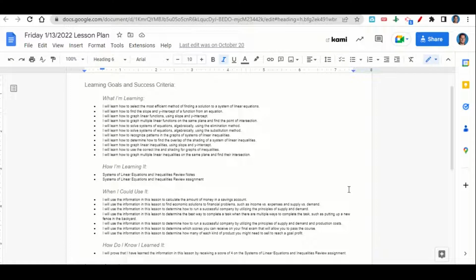to determine how to run a successful company by utilizing the principles of supply and demand and production costs, to determine which scores you can receive on your final exam that will allow you to pass the course, and to determine how many of each kind of product you might need to sell to reach a goal profit. How do you know you learned it? By getting a score of 4 on the Systems of Linear Equations and Inequalities Review Assignment.